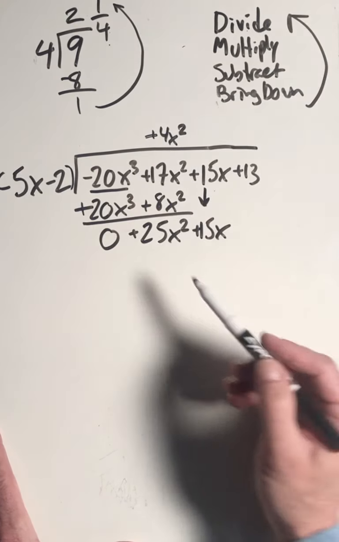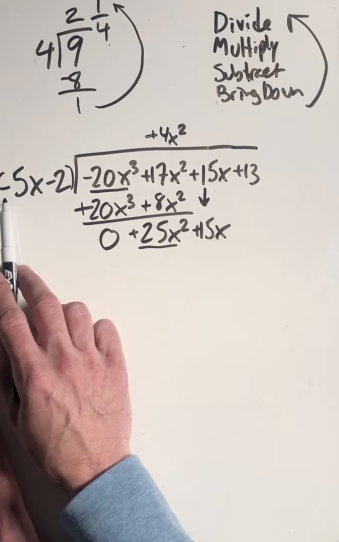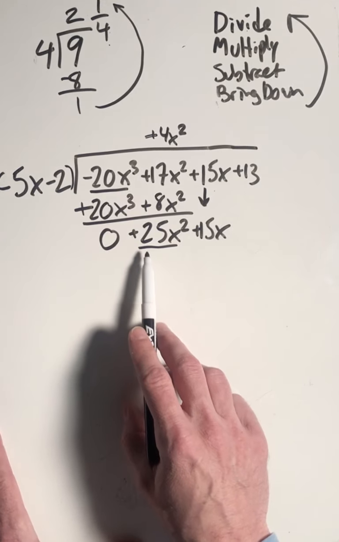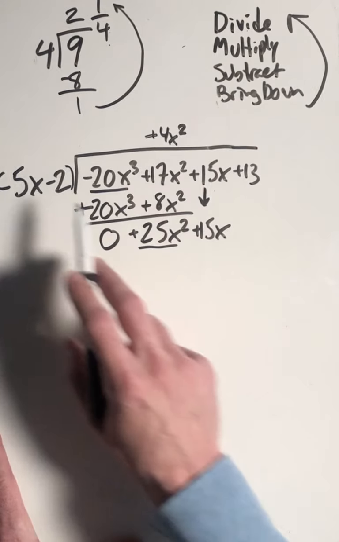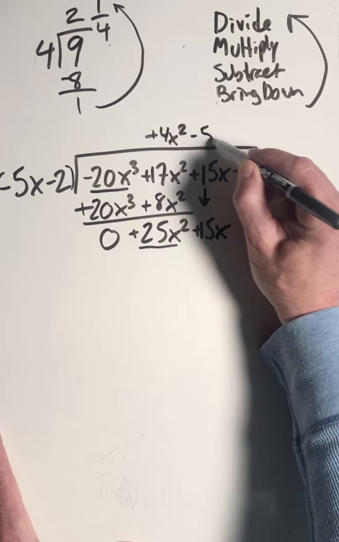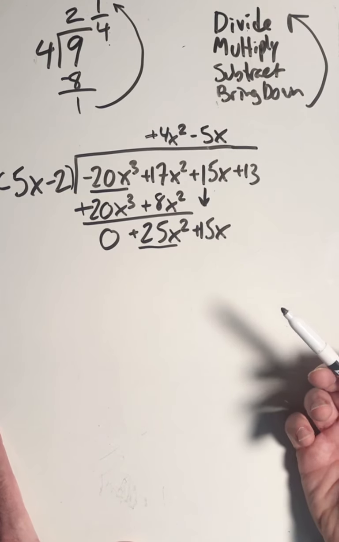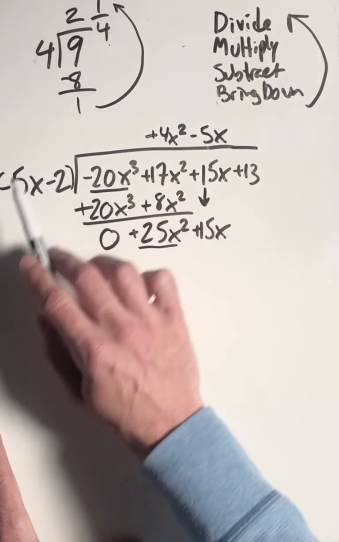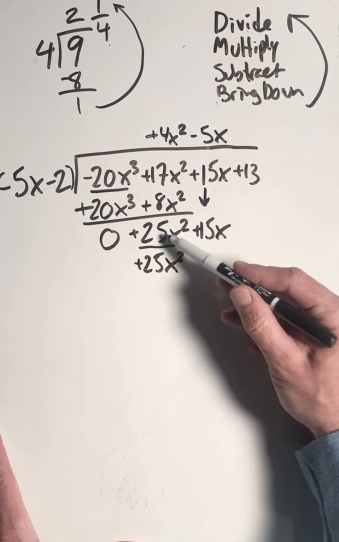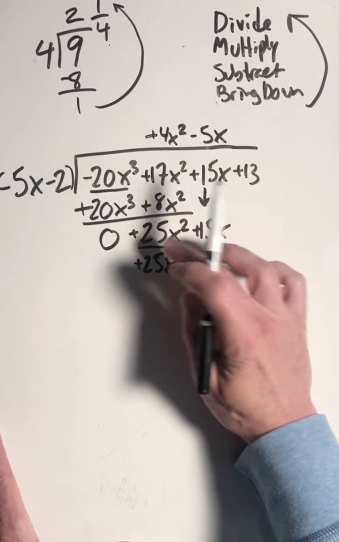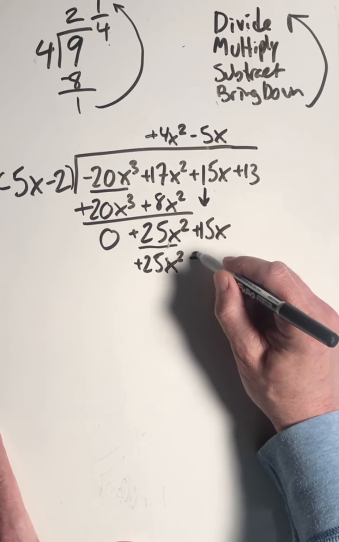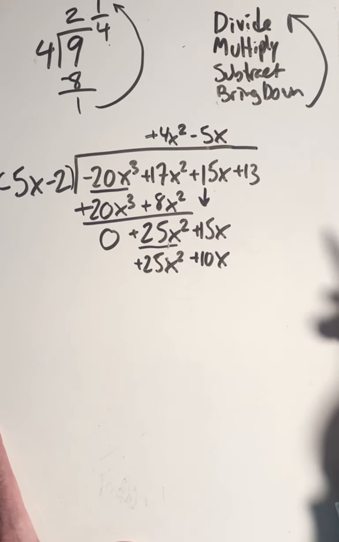I'll repeat the process and now divide 25x squared by negative 5x. Well, negative 5 times negative 5 is positive 25, and x times x is x squared, so this is going to be negative 5x. Negative 5x times negative 5x is positive 25x squared. These are identical, so I know I'm doing it right. Negative 5x times negative 2 is positive 10x.